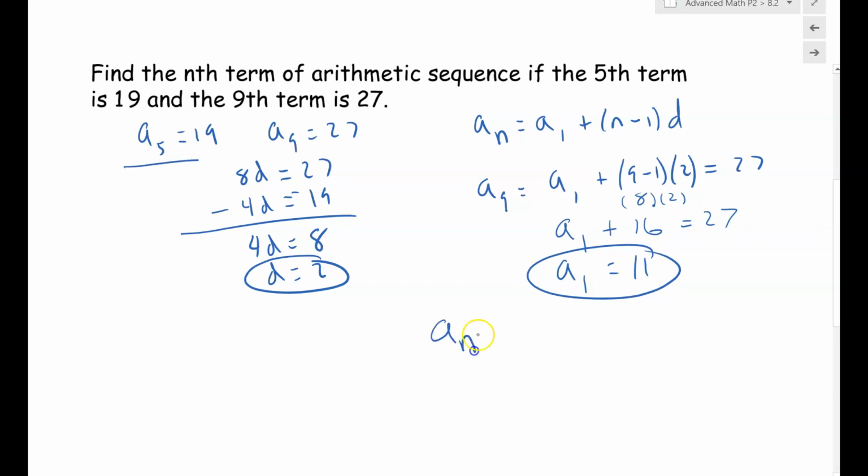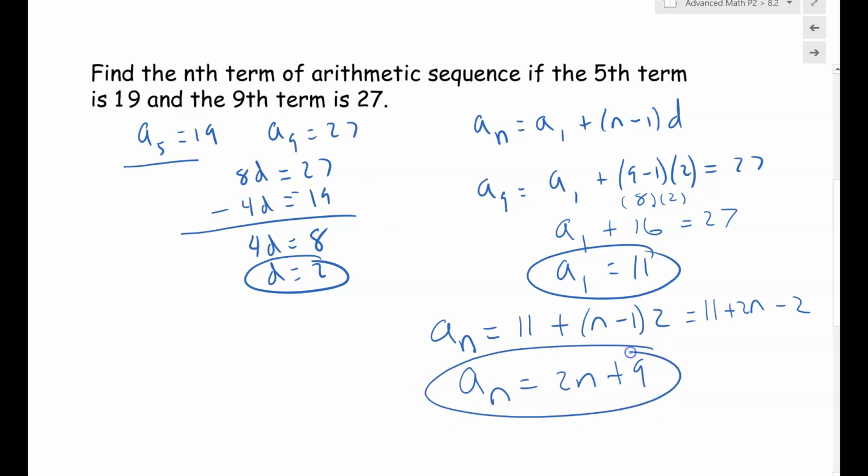So then what does our nth term look like? Well, it's going to look like this. 11 plus n minus 1 times 2. Little distribution. 11 plus 2n minus 2. Okay, and so then my nth term is going to be 2n plus 9. Okay, one thing you can do is you can kind of check your formula out. If I were to plug in here, it's a sub 5. If I plug in a 5, do I get 19? Yeah, 2 times 5 plus 9, that is 19. Okay, so it does work out.